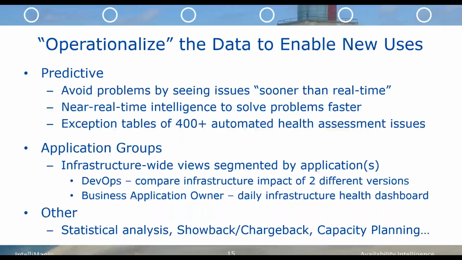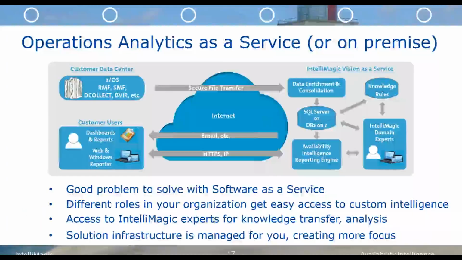We do have some customers that have business application owners that are interested in getting their daily infrastructure health summary and dashboards for their applications on how the infrastructure is delivering it. So it's kind of some interesting new uses of the data by this modernization effort. We're also investing and working with customers in some of these other areas for capacity planning and showback and chargeback and so on. So if these are on your plate currently, it would probably be good to have a discussion with some of the folks on our team to see how we might be able to make that an easier process for you.